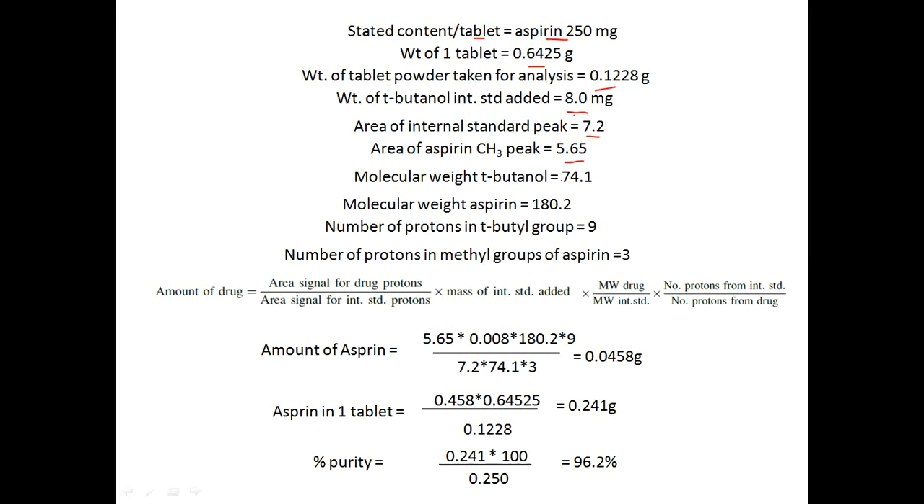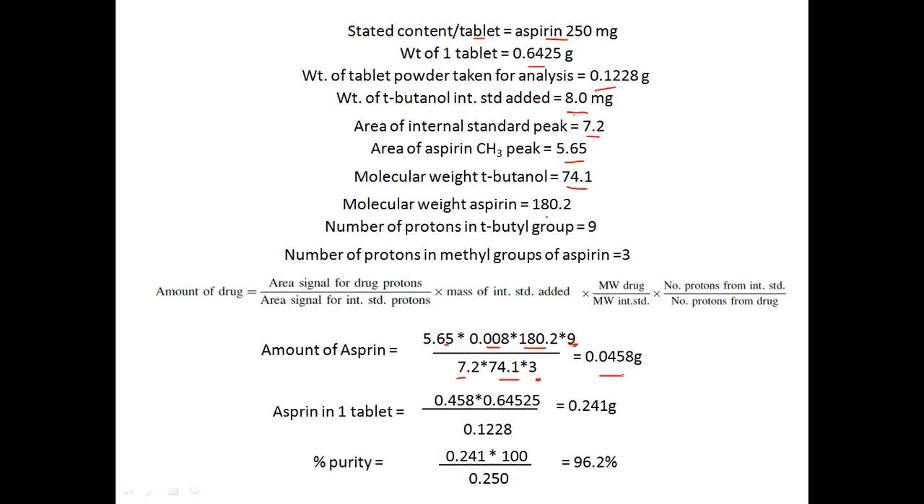The molecular weight of tertiary butanol is around 74. The molecular weight of aspirin is around 180.2. You substitute these in this particular formula, and you get the amount of aspirin as around 0.0428 grams. Here this is the area of the peak of the CH3 proton from aspirin, this is the area of the peak of the internal standard, the mass of internal standard taken, and then the mass of drug, the molecular weight of the drug, aspirin, is 180.2, the molecular weight of the internal standard is 74, and 3 is the number of protons from the aspirin, and 9 is the number of protons from the internal standard. So you get this particular value.